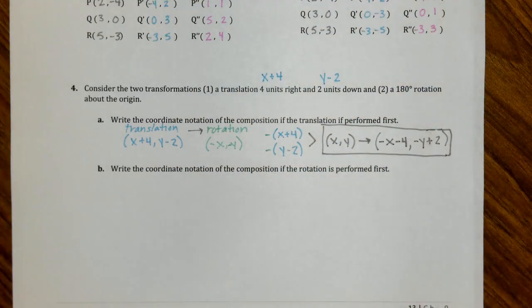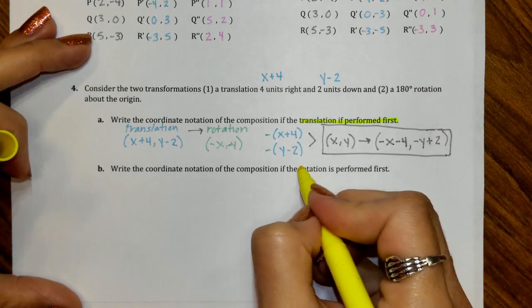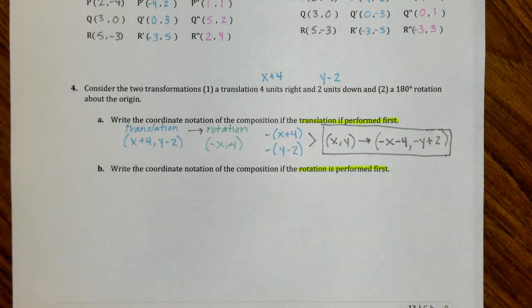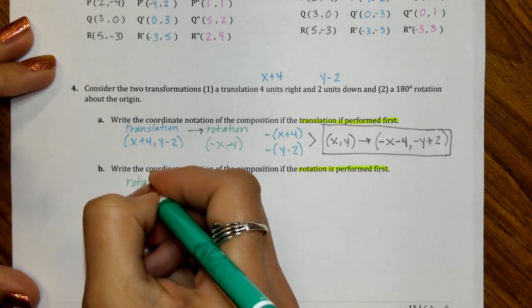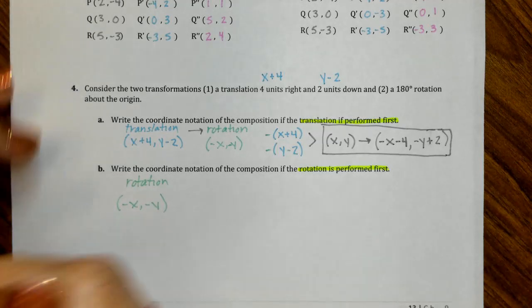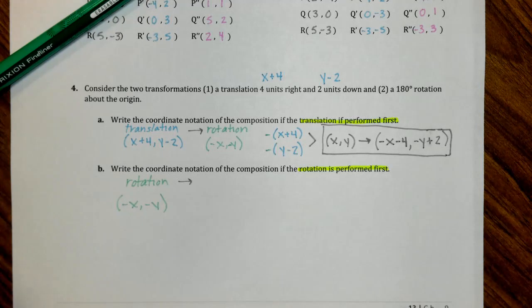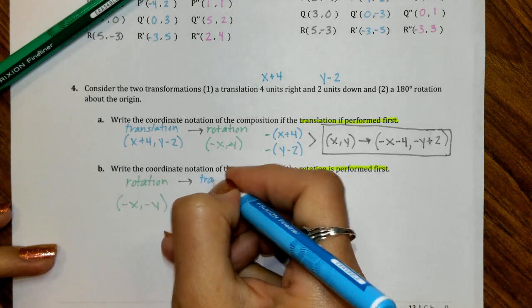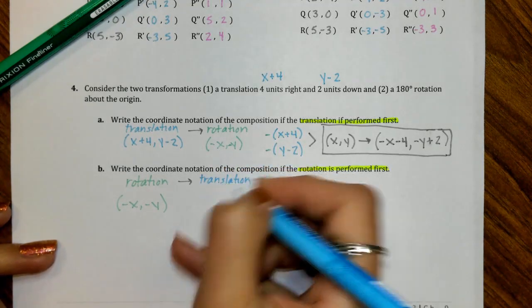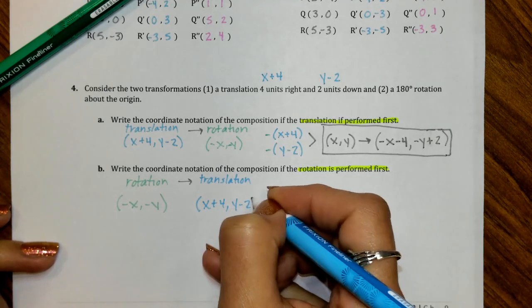Let's take a look at B. B wants us to do the opposite. It wants us to do rotation first. So here, in A, translation was first. Here, rotation is first. So we're going to switch these and see the difference. Write it real quick. Your rotation, we already discussed, was a negative x, negative y. Then we moved over to translation this time, which we talked was the x plus 4 and your y minus 2.